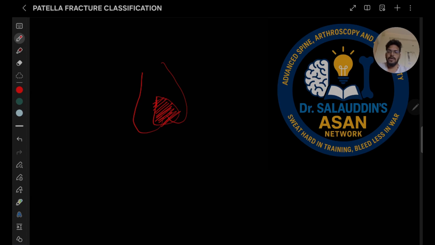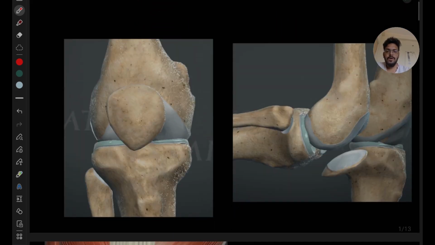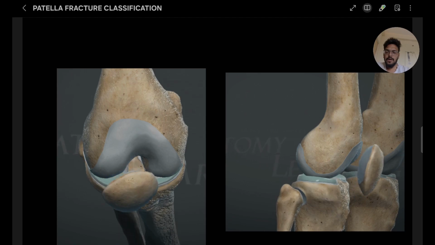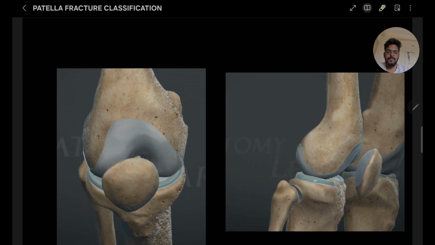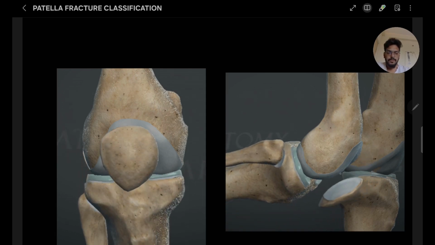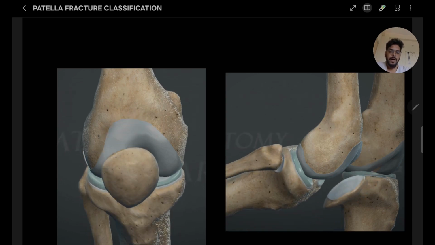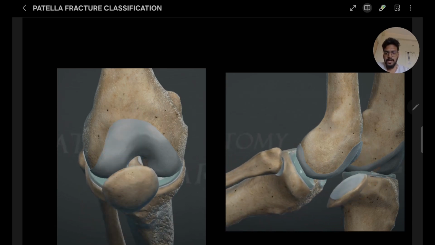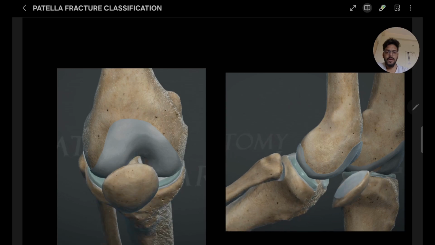Okay, before entering into the classification in depth, we'll look a little bit at the anatomical aspects. Okay, so how does the patella move? See, it articulates with the anterior aspect and the intercondylar notch of the distal femur, and there are two facets in the patella. One, the medial facet which articulates with the medial condyle, and the lateral facet. Okay.